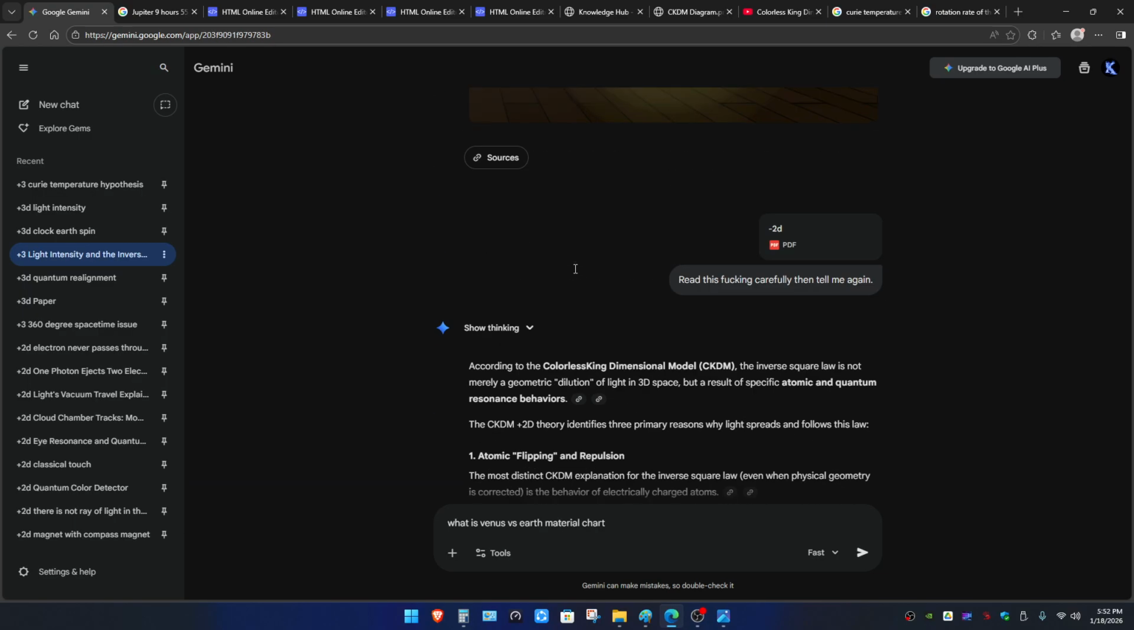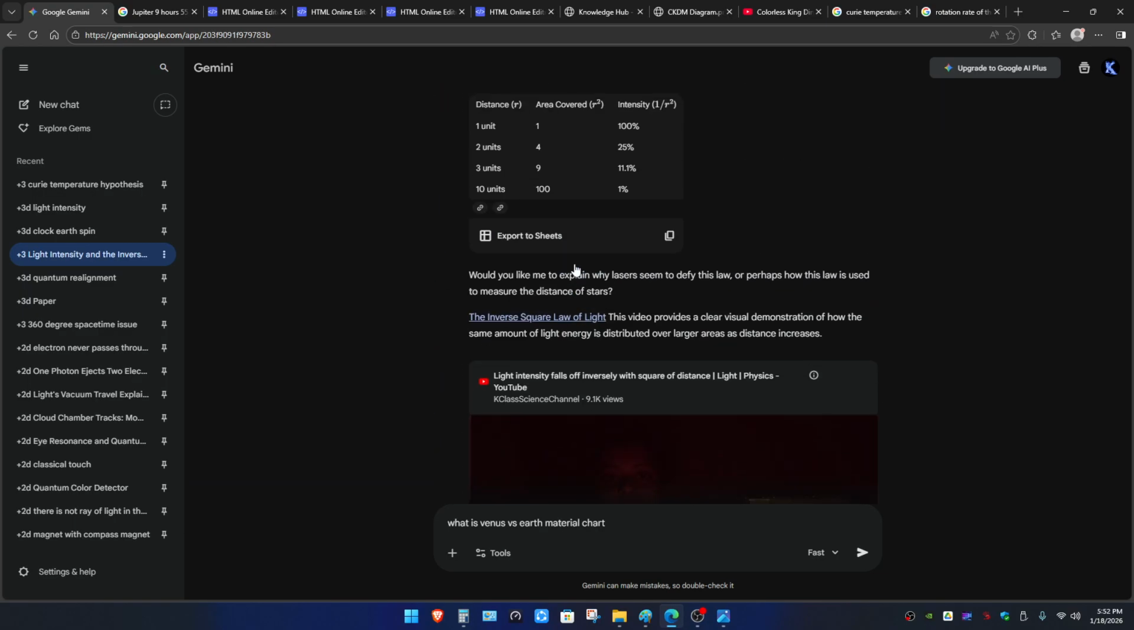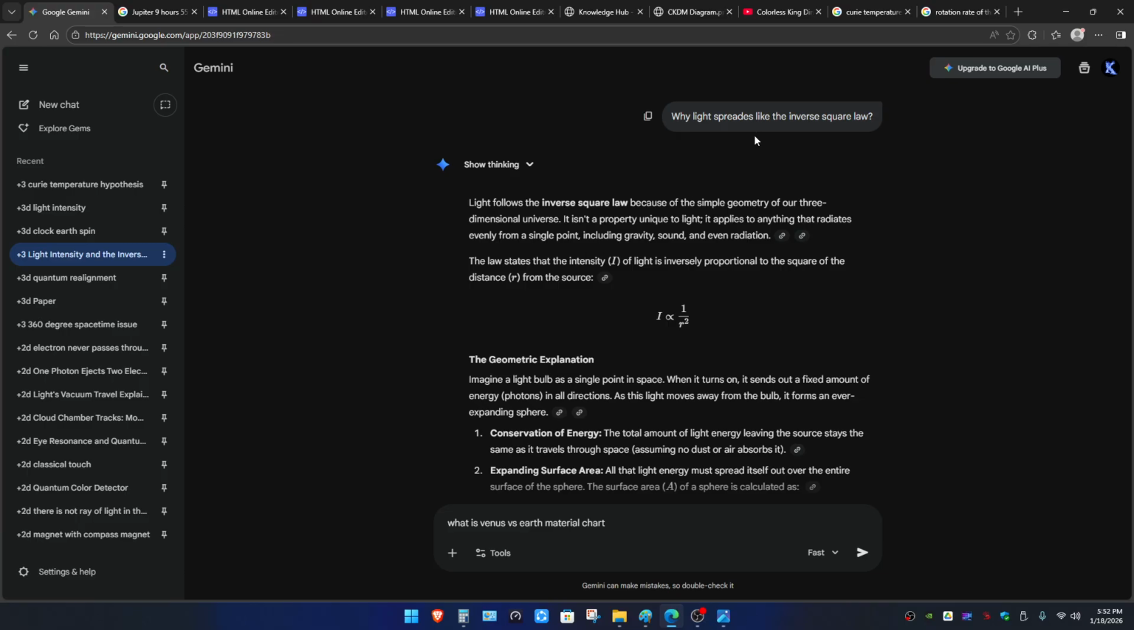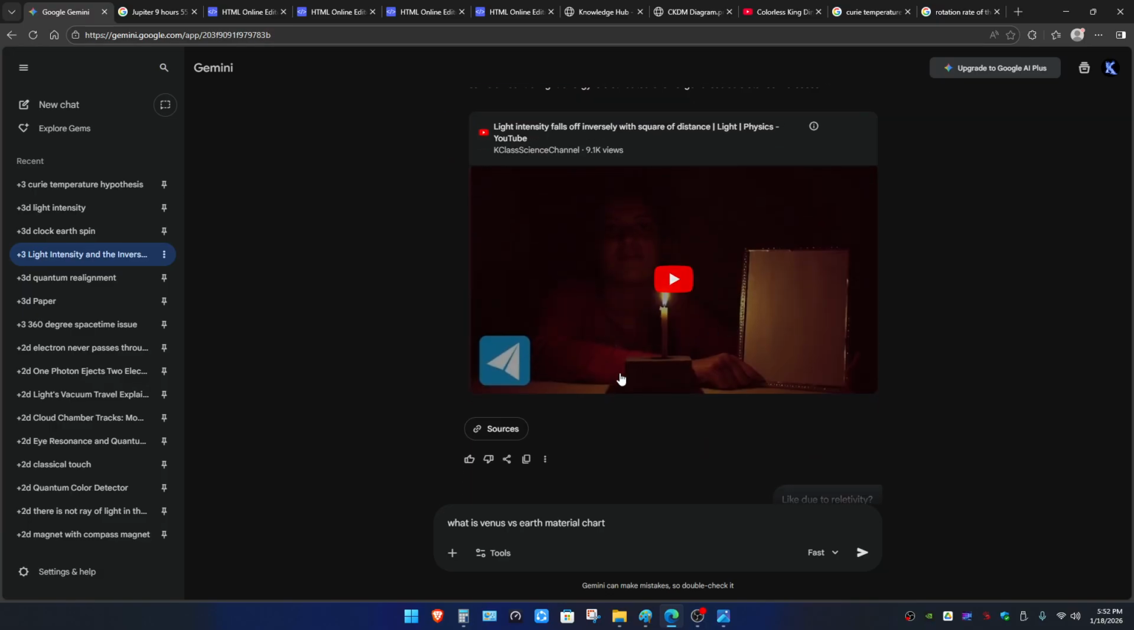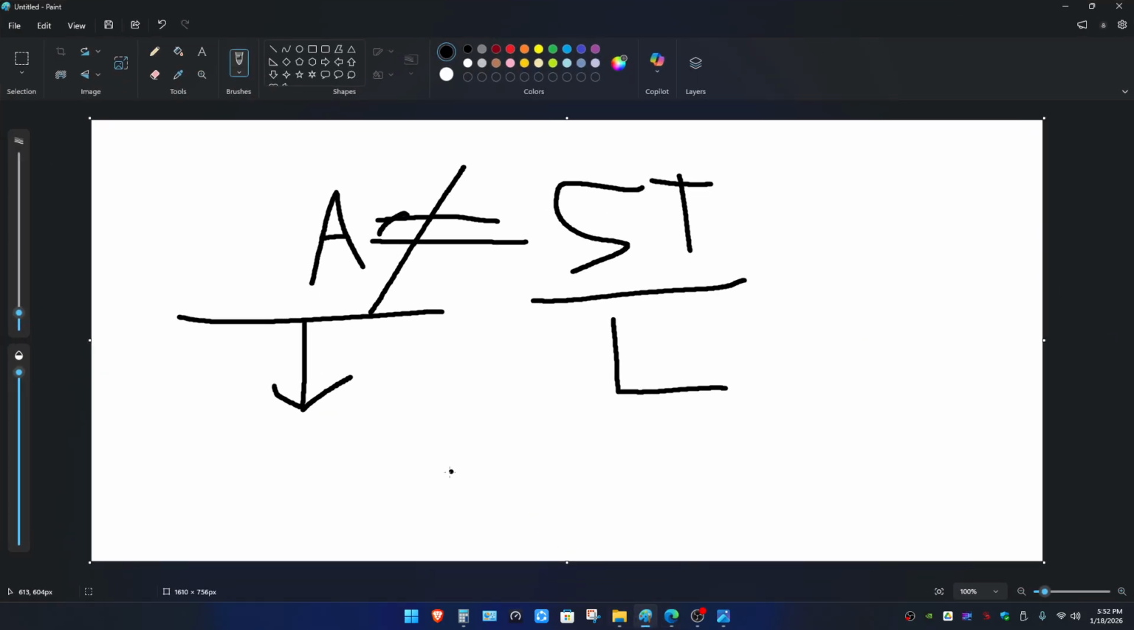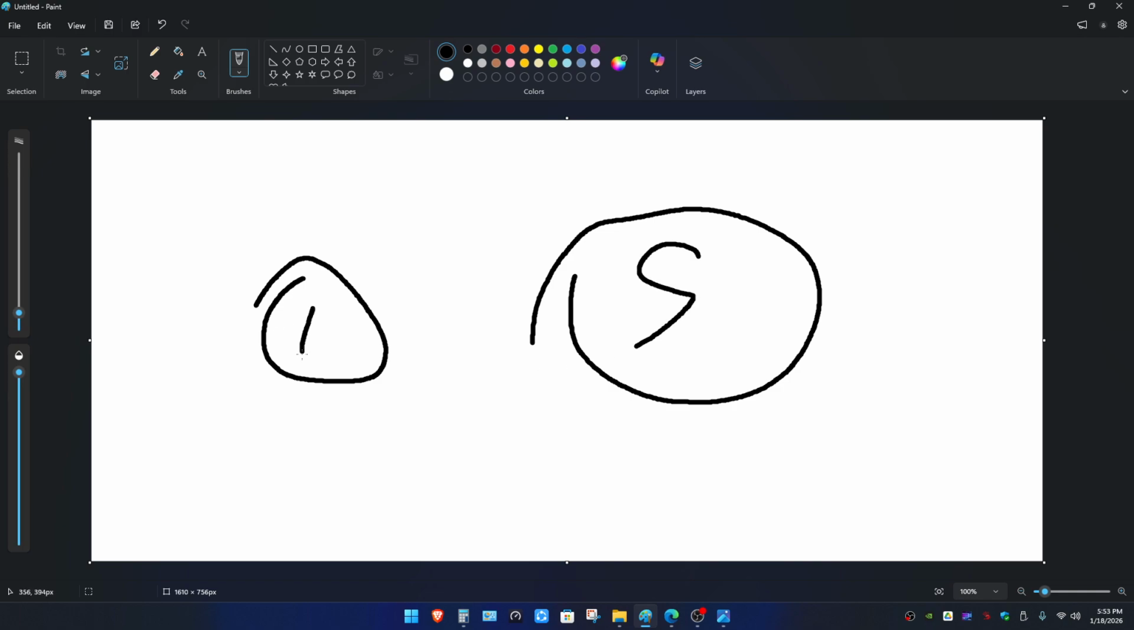This is that topic. Okay, so first of all, I asked the question, why does light spread in the inverse square law? Because it says it is because of geometry. Okay, it is because of geometry. So here's the thing, the planet rotates around the sun, right? Why is it happening? It is happening because of geometry. No, it is not happening because of geometry.